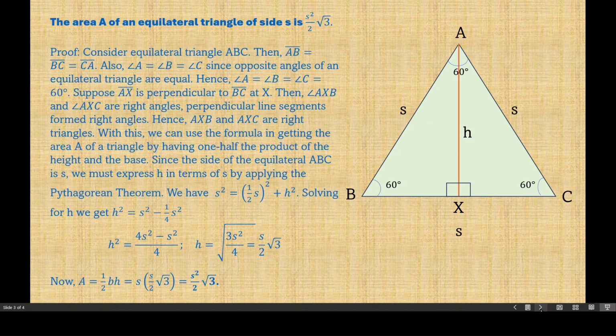Since H is expressed in terms of S, now we can apply the formula in getting the area of a triangle, which is 1/2 the product of the base and height. By substitution, we have area A is equal to 1/2 the product of the base S and height, which is 1/2 S times the square root of 3.